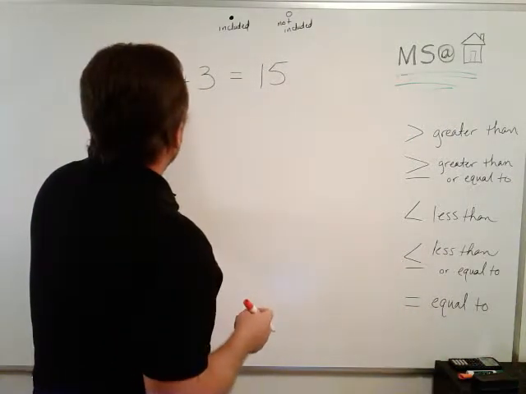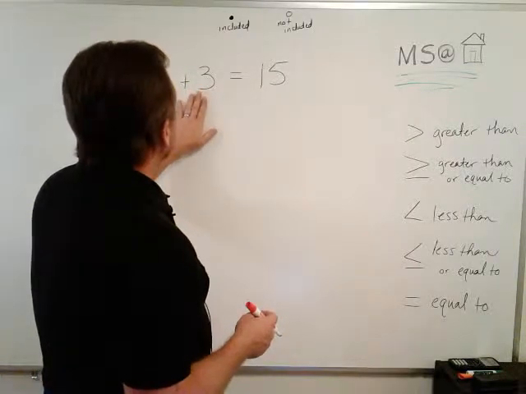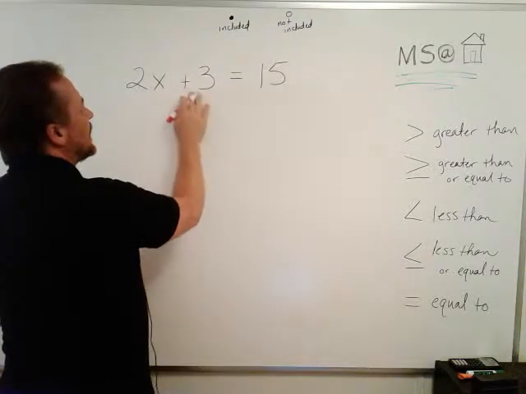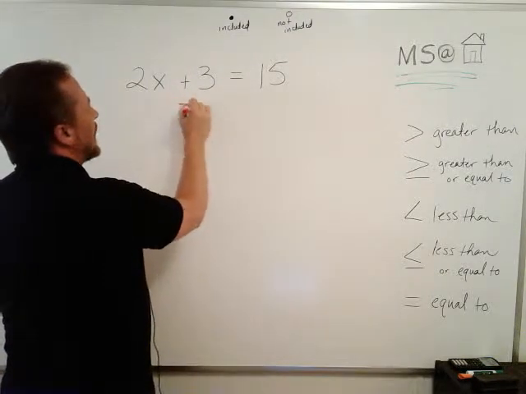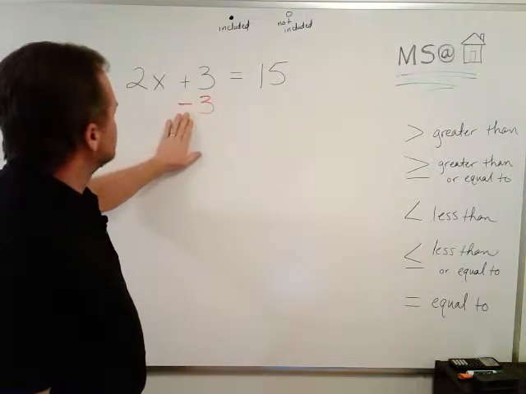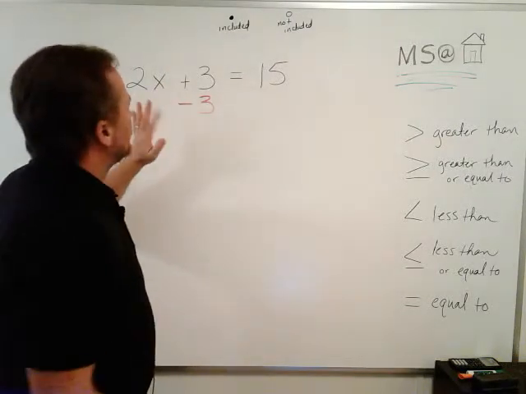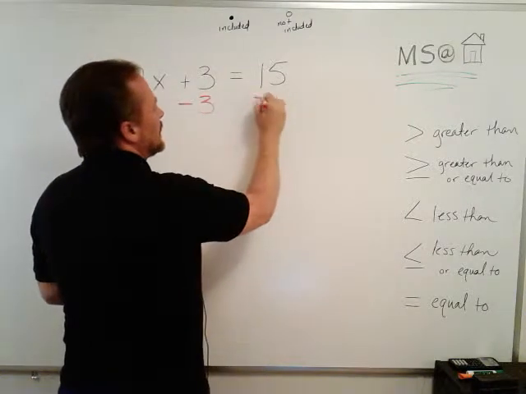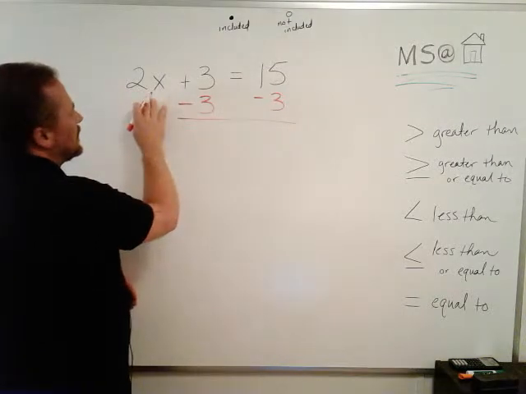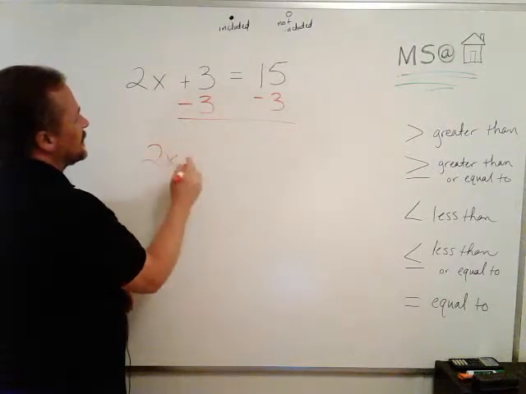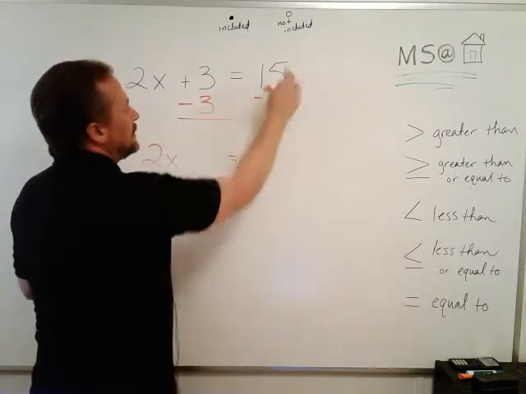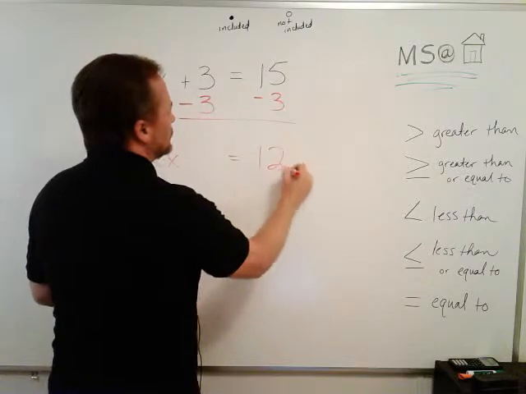I know I want x to be alone, which means I'm going to start with this plus 3, right? And to get rid of this, to get it away from x, I need to subtract. I need to add its inverse, or subtract. 3 minus 3, that works. But make sure you do the same thing to the other side of the equal sign, right? Always. I haven't done anything to 2x, so we'll bring it down. 3 minus 3 is 0, so nothing goes here. And 15 minus 3 is 12.